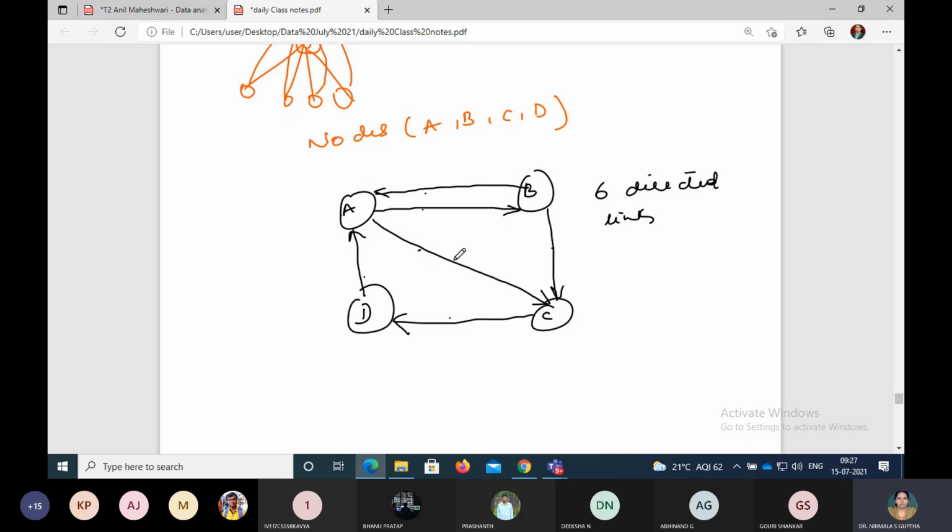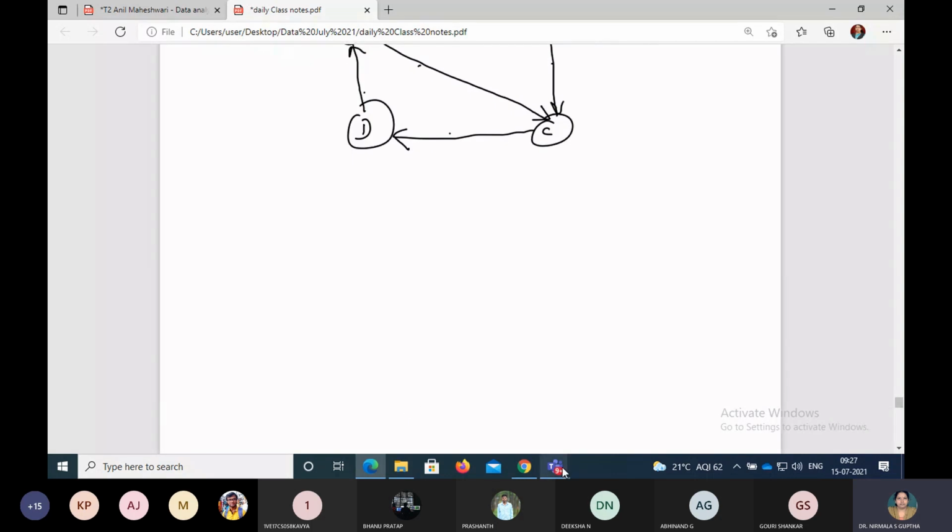Okay. So now how many links are bidirectional here? We need to check that also. Are there any bidirectional arrows which have been written? So node A links to B. Node A links to B, correct? Node B also links to A.